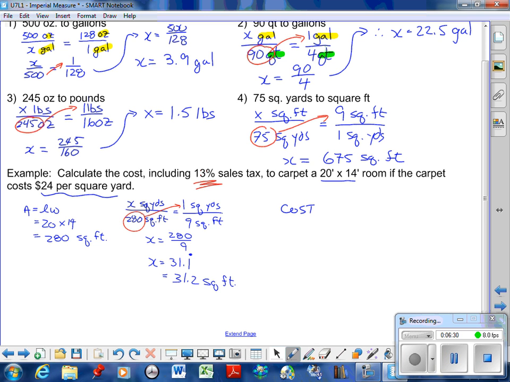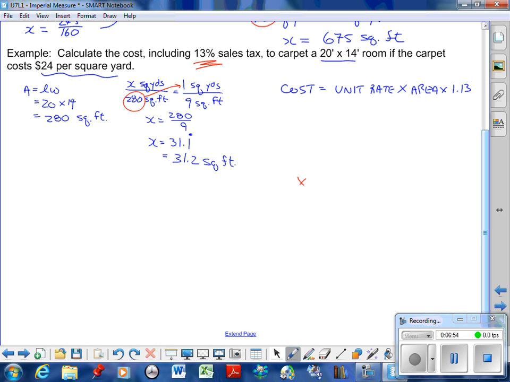Final step then is to find the cost. So cost is equal to our unit rate multiplied by our area, in this case, multiplied by 1.13. 1.13, just as a side note, and I'm not sure if you remember this back in grade 9, but for taxes, if you're going to pay 13% taxes, we multiply by 1.13.